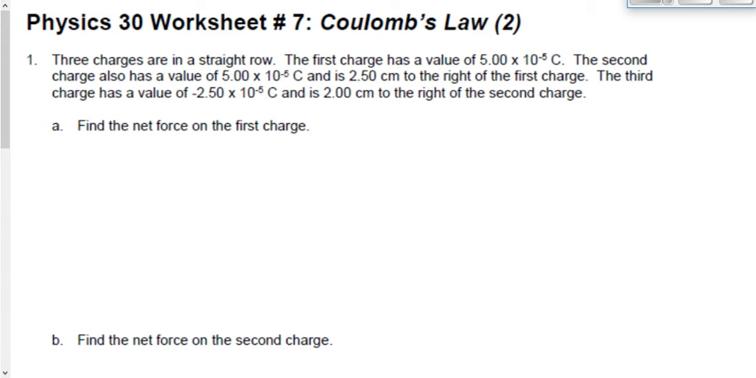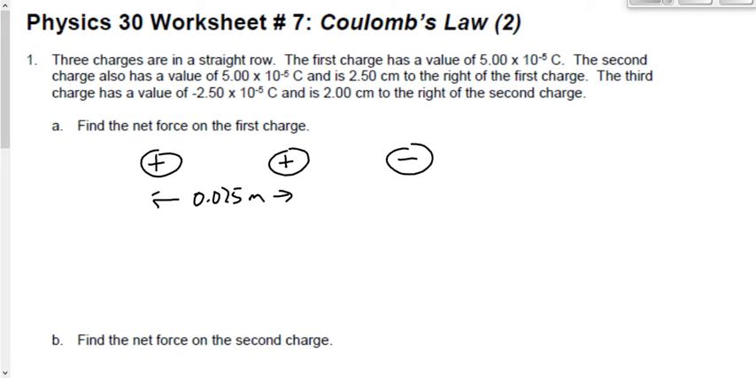All right, so here we are, worksheet number 7. We want to draw the free body diagram for A, B, and C. We have 3 charges in a straight row. The first charge has a value of positive 5 times 10 to the negative 5. The second one is a charge of positive 5 times 10 to the negative 5. And the third one has a charge of negative 2.5 times 10 to the negative 5. My distance here is 2.5 centimeters or 0.025 meters. And my distance between the second and third one is 0.020 meters.